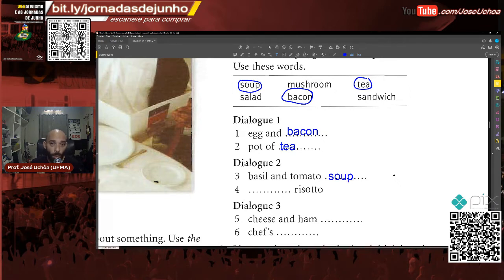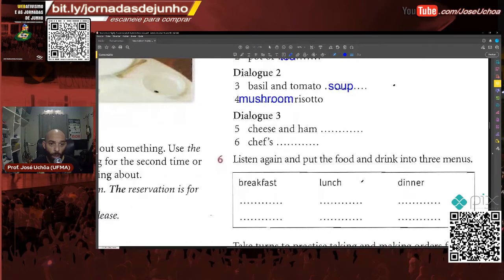What kind of risotto? Yes, if you said the mushroom risotto, you were right. Okay, so let's transcribe it. Let's put the word mushroom here. Mushroom risotto. Let me just drag. Sometimes it's hard, you know, to use this. It's hard to move. Yes, okay, mushroom risotto. Okay, now let's go to dialogue number 3.